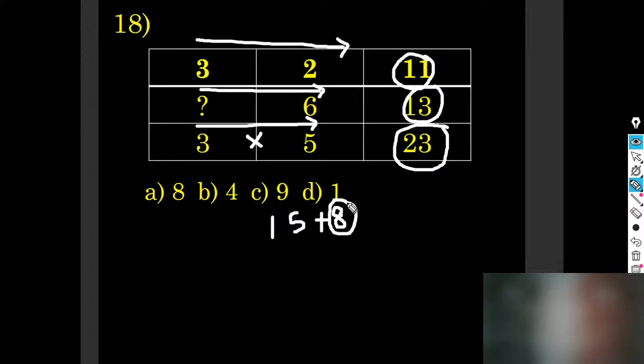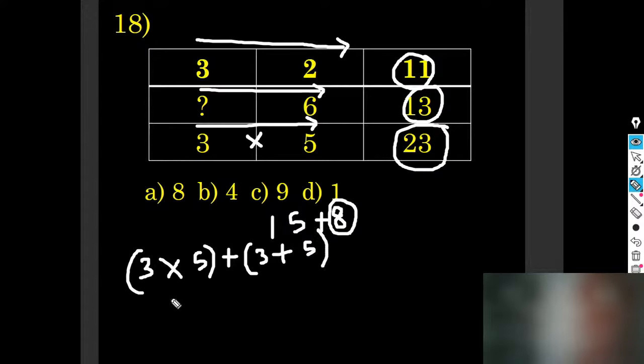We have 3 and 5. Okay, let us assume that they are adding 3 and 5. First, they are multiplying 3 into 5. Next, they are adding 3 plus 5. Let us assume that this is the logic and let us check. 3 into 5 is 15. 3 plus 5 is 8, which is equal to 23. That logic is satisfying here.